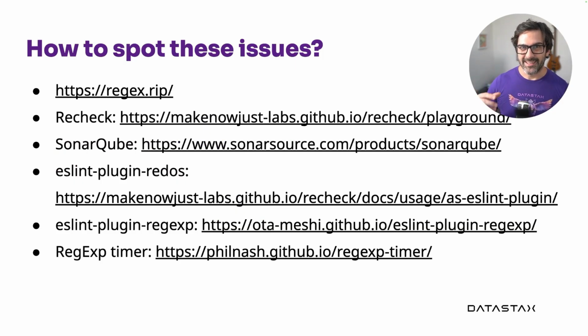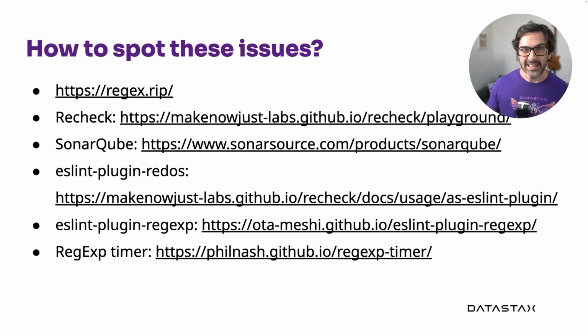regex.rip is just a website you can test regular expressions against. It was built by the people from Superhuman after they realized what they'd done. Recheck is also an online way of checking regular expressions. SonarQube is a full project scanner that includes checking for regular expression backtracking, catastrophic backtracking within it.